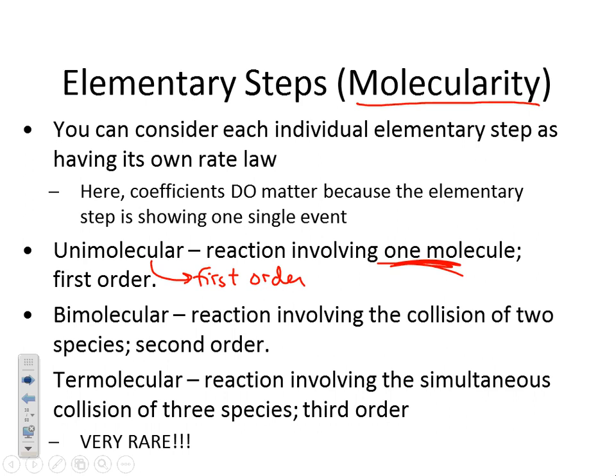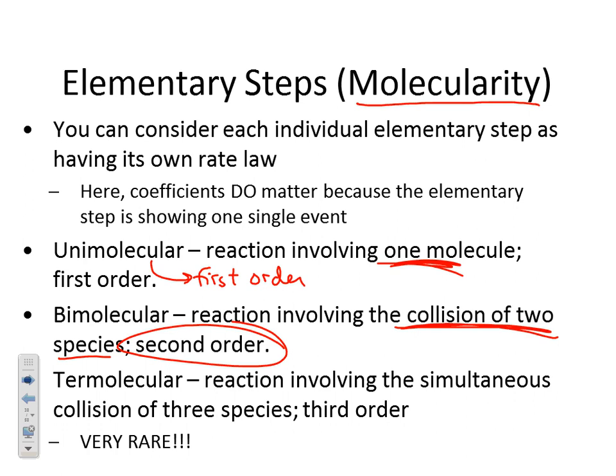A bimolecular reaction. Now, this is a reaction that involves the collision of two molecules. So two molecules have to collide. Two molecules have to collide in a bimolecular step. This is not an overall process. This is an individual event. And because this involves the collision of two species, this is a second order process, right? Two things are contributing to this single event.